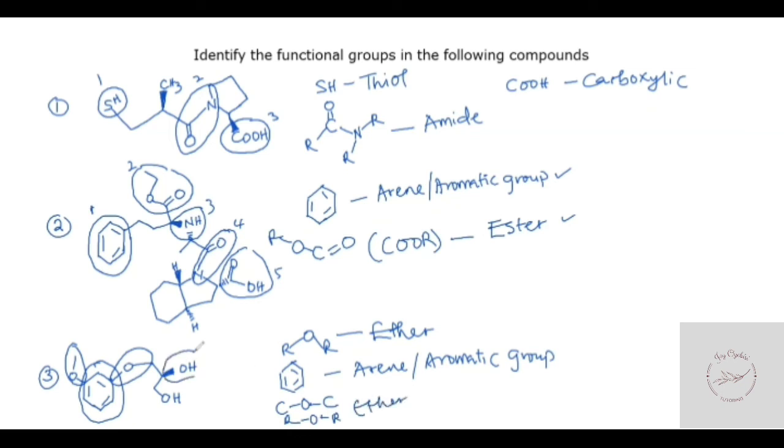And here we have, these two are the same, right? So we have two alcohol groups. So OH is called alcohol, and we have two of them, right? So we have two ether here, and we have two alcohol and one arene group or aromatic group.